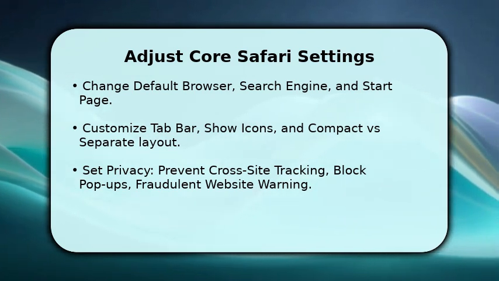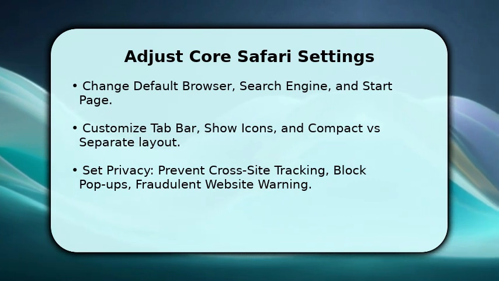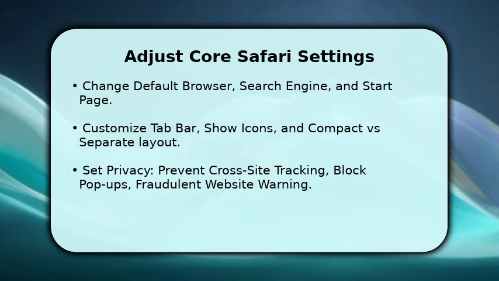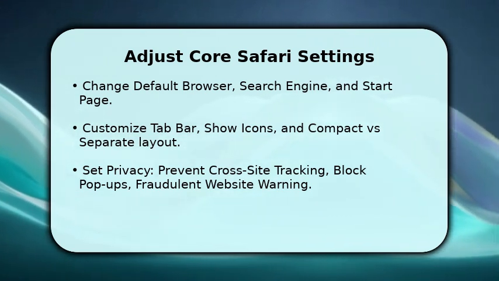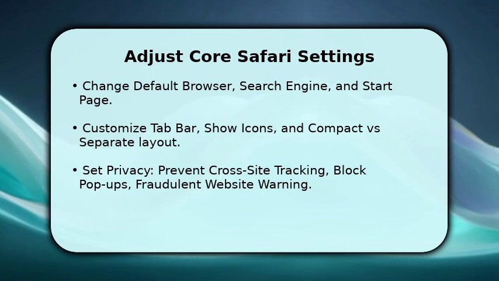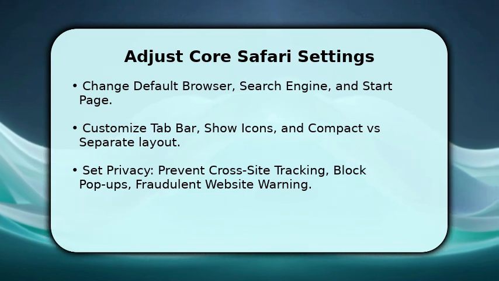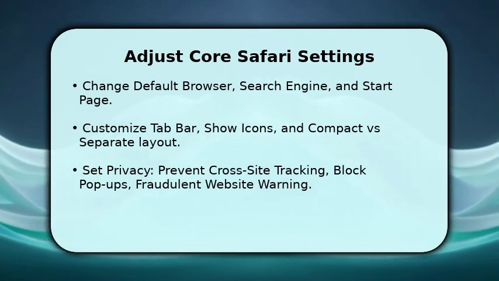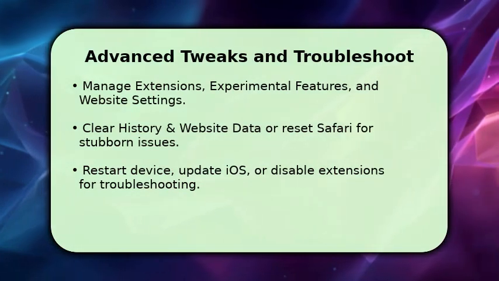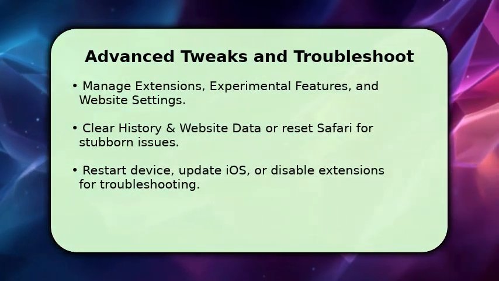Once done, go into Privacy and Security and enable Prevent Cross-Site Tracking and block pop-ups to reduce ads and fingerprinting while keeping browsing fast. You finish by enabling or disabling Safari extensions and reviewing experimental features for advanced behavior. That controls CSS, JavaScript, and rendering tweaks.